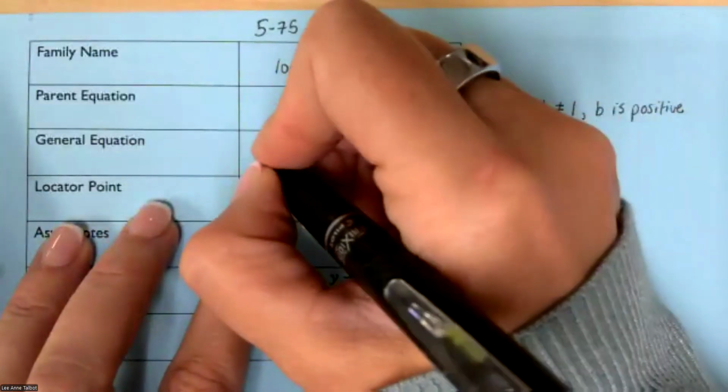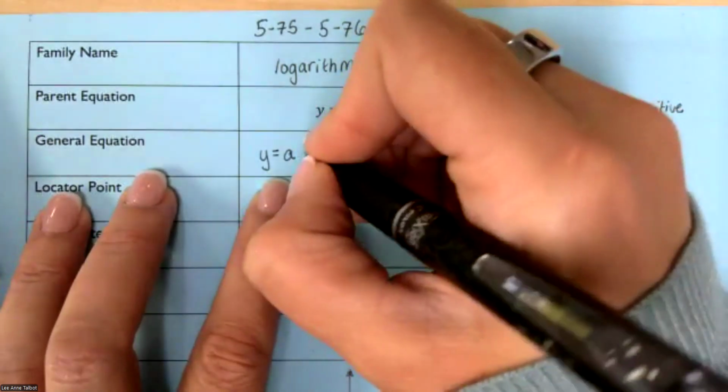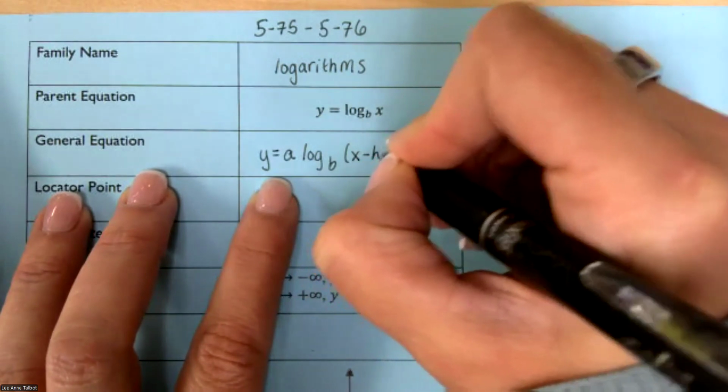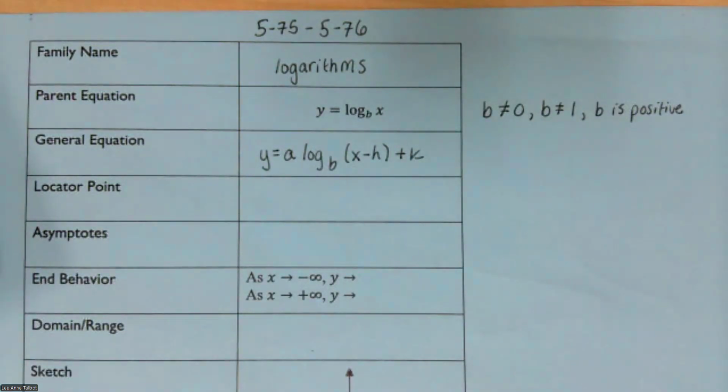Okay, general equation. Y equals A in the front, just like you expect. Log base B of x minus h, plus k. If you had to guess, would you have guessed that that was the general equation? Feel like that's what we would expect. A in the front, h in the parentheses, k outside. The log base B, you haven't really played with that too much yet.